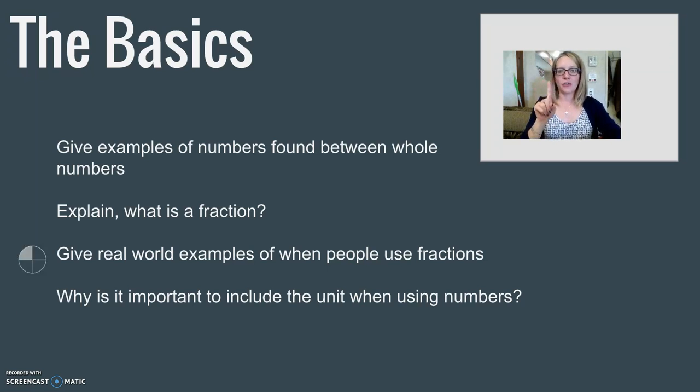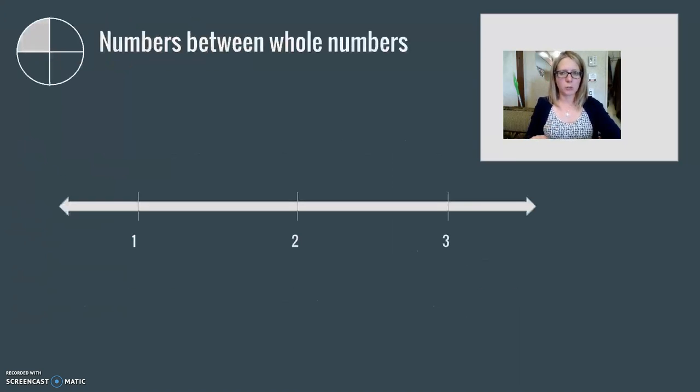So the first out of the 4, you need to be able to give examples of numbers found in between whole numbers. The second of the 4 is you need to be able to explain what a fraction is. The third out of the 4, you need to be able to give real-world examples of when people actually use fractions. And then lastly, that 4th component is why is it important to include the unit when using numbers?